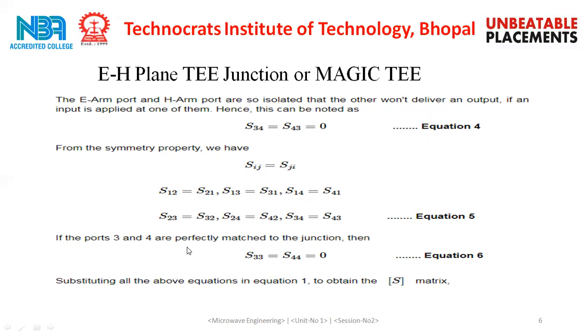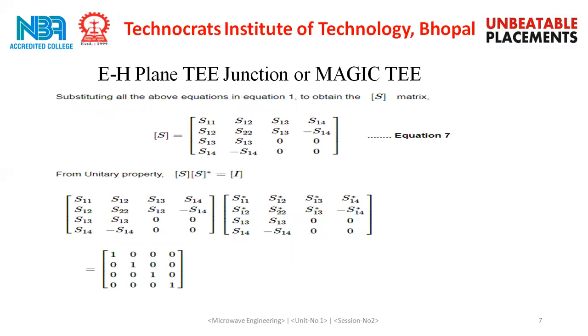If port 3 and port 4 are perfectly matched to the junction, since we know that whatever is the auxiliary port, they are always attached in a perfectly matched condition, hence S33 is equal to S44 is equal to 0. Substituting all these values, we will have the reduced matrix. This is equation number 7, which is representing the reduced matrix. Now, students, we are going to calculate the scattering coefficients. Are you all getting it? Yes, up till now, we have the reduced matrix.